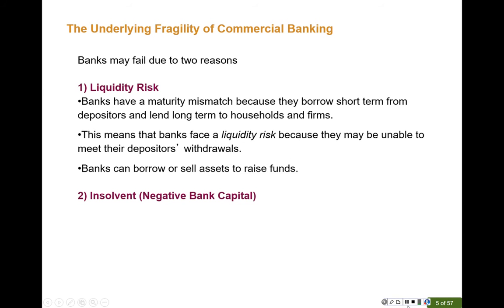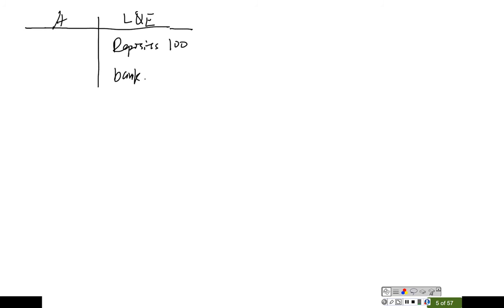Okay, let me explain the second reason the bank may fail. That's what we call a bank becoming insolvent, or a bank having negative bank capital. Suppose there's a bank. Let's use the T account to illustrate this. Liability and equity: the bank has a $100 deposit, and the bank capital is the money contributed by the owners or shareholders. Suppose this bank has $5 of bank capital.